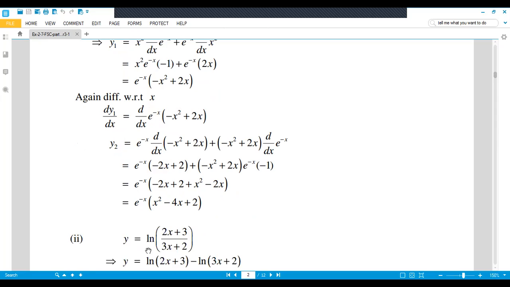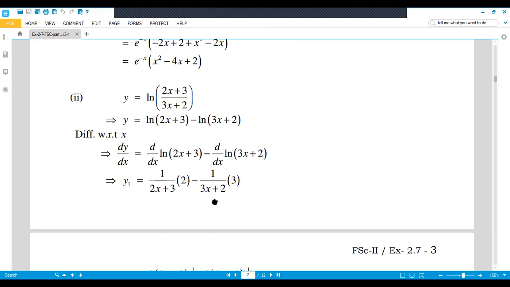Now come to the second part. In the second part, if you check, you are given y equals natural log of this value. You know that if it is given in the form of a fraction, natural log of numerator minus natural log of denominator. So differentiate with respect to x. So the derivative of natural log of 2x plus 3 is 1 over 2x plus 3. Then further derivative of 2x plus 3: the derivative of 2x is 2 and the derivative of 3 is 0.